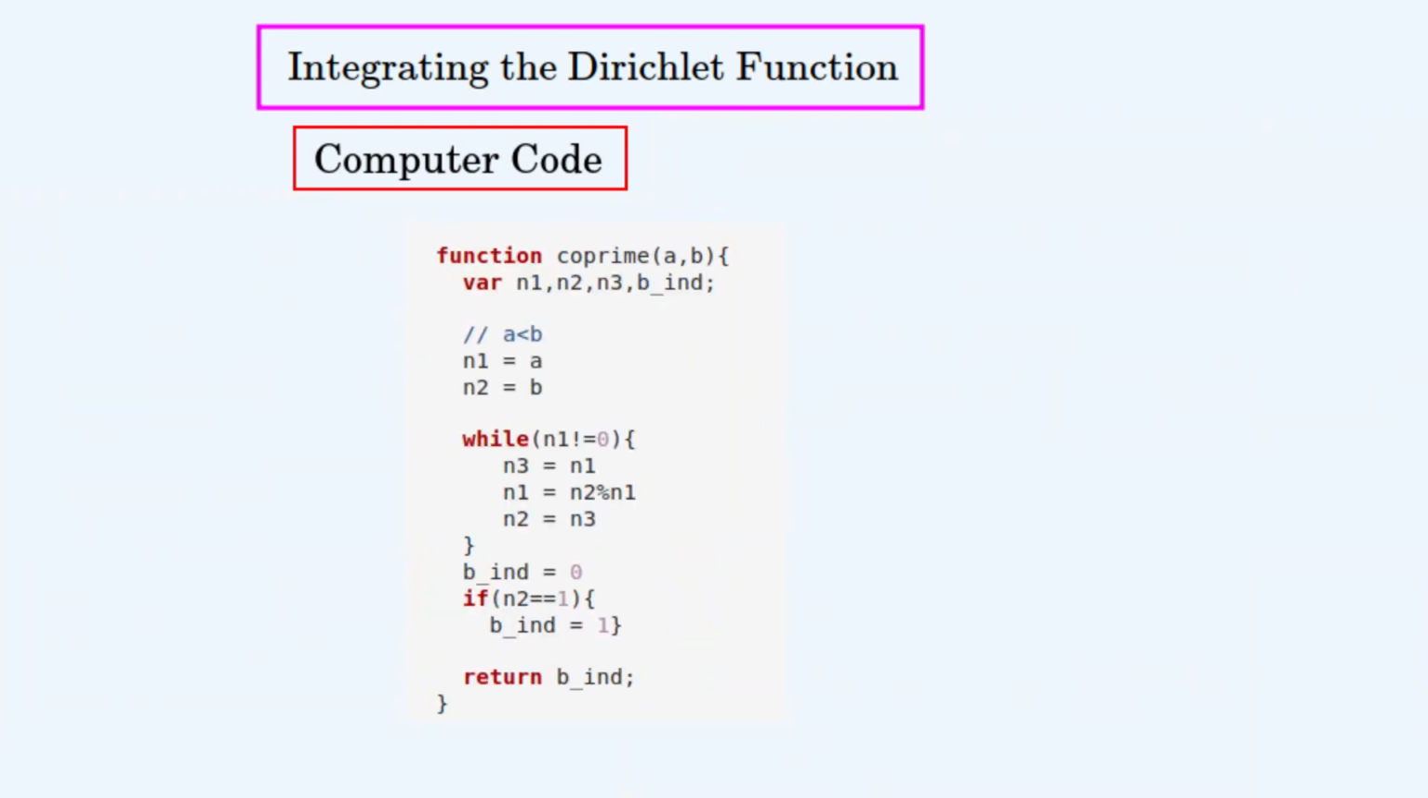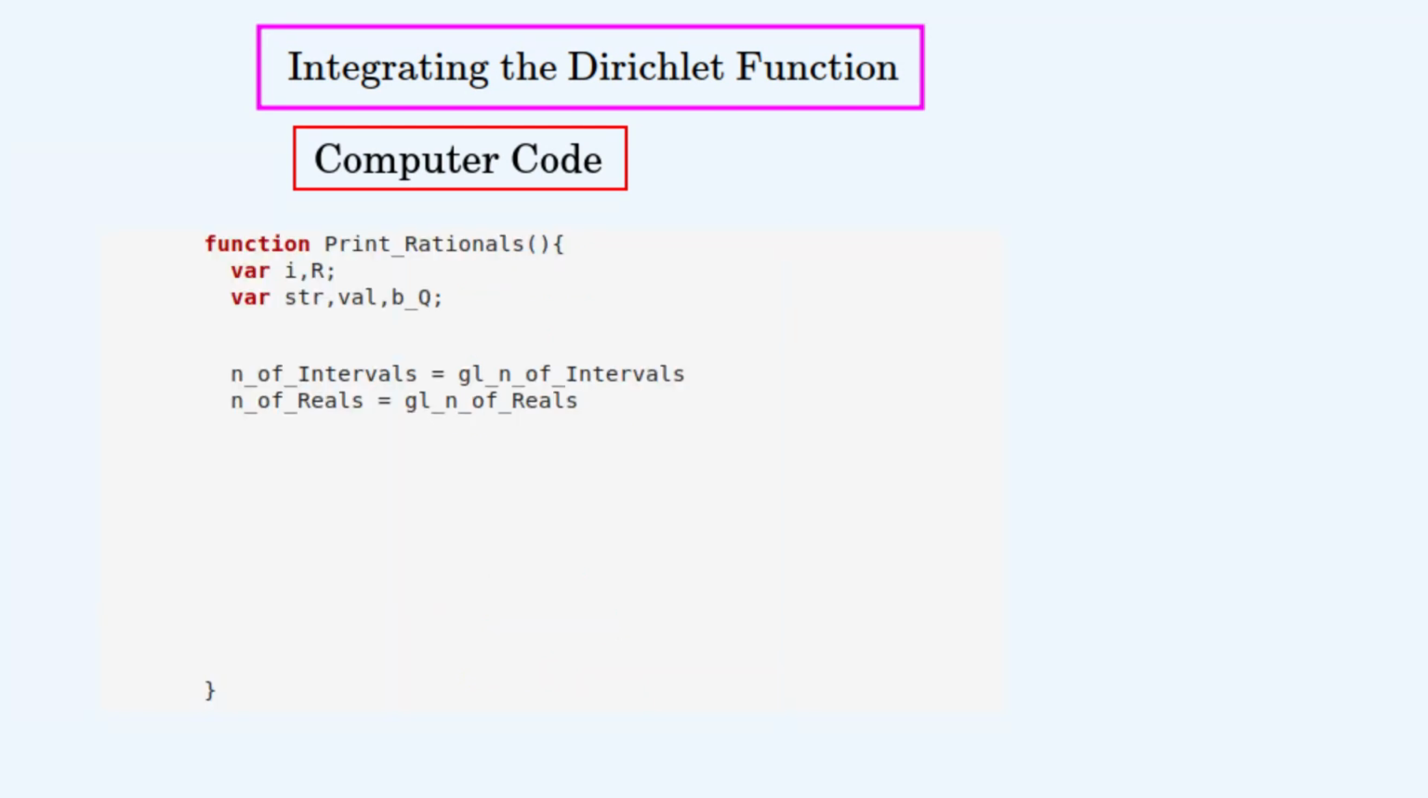I'll just include this coprime function here for completeness. I won't go into too much detail. It uses Euclid's algorithm to find the greatest common divisor, so as to determine whether or not two numbers are coprime. So we need to have a function to print out this list of rational numbers, so that we can see that the function that gets all of the rational numbers is working properly.